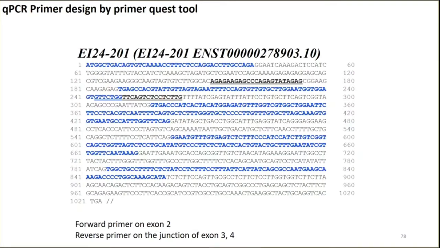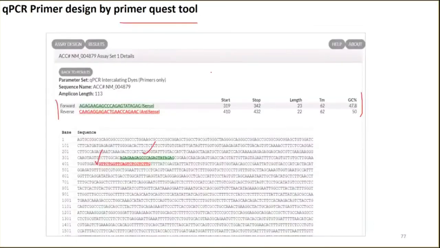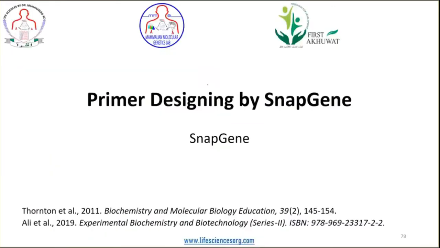Because we gave the NM number to this PrimerQuest software, they already obtained all the information, not only about the sequence but also about the exons, and they designed the qPCR primers for us on different exons. Okay, so one more software I share with you today is SnapGene.